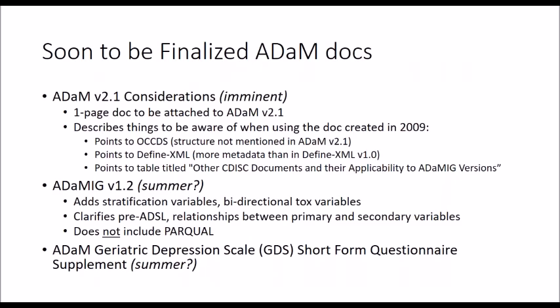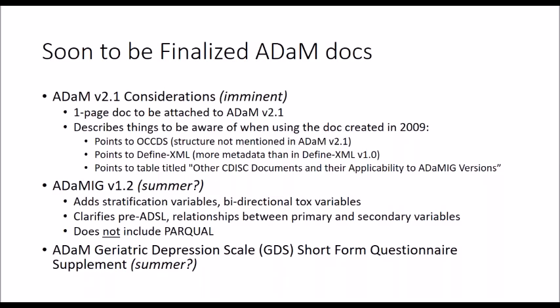So soon to be finalized documents, we have an Adam version 2.1 considerations. This is a one-pager that we're tacking on to the Adam model document, version 2.1, because that model document came out in 2009. Which is like a lifetime ago in terms of standards, right? And most of the stuff in the document still applies exactly as it is, but we want to inform you about a couple of things that aren't mentioned in there.